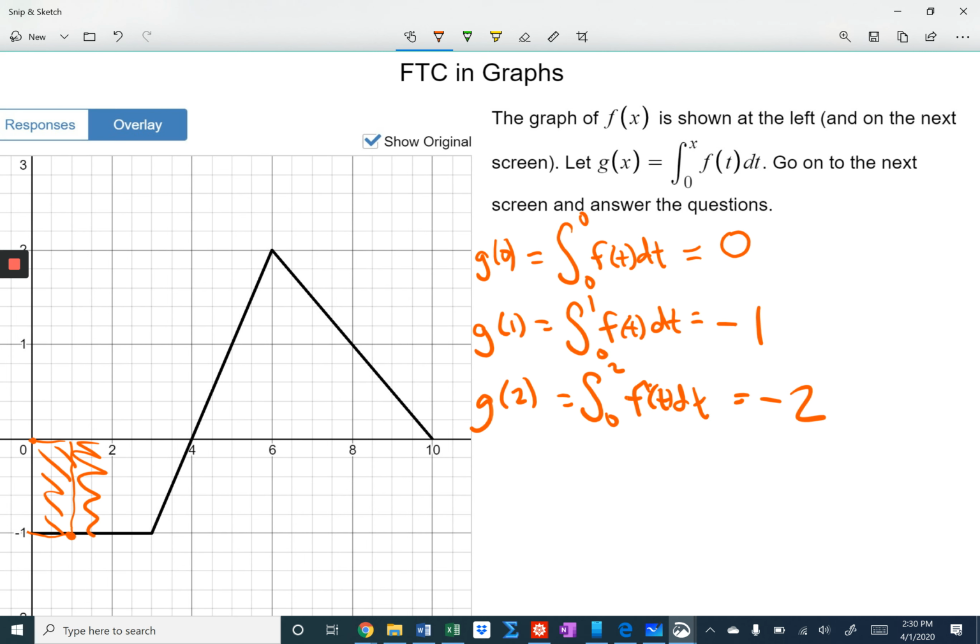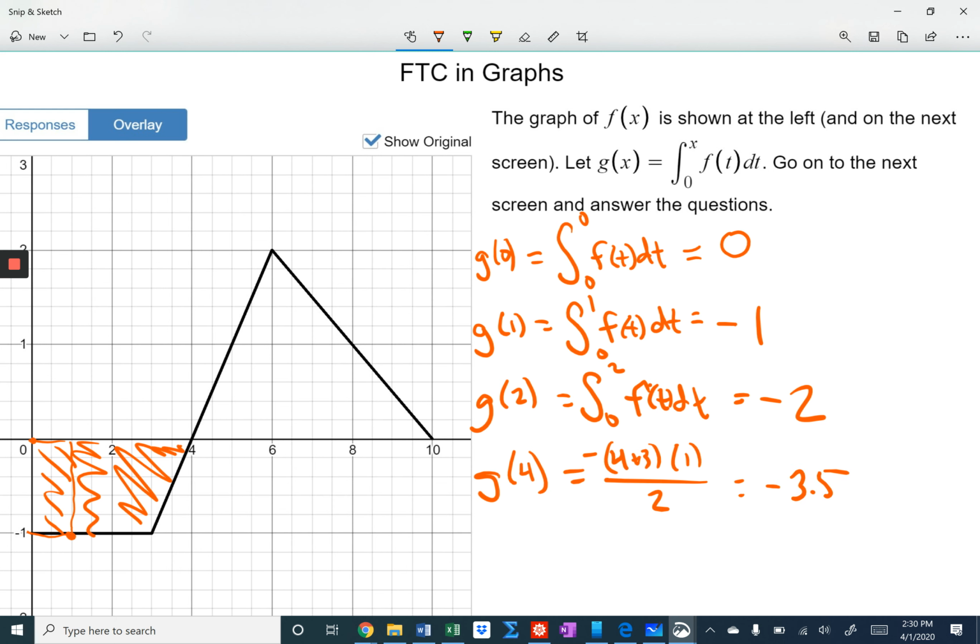Let's jump to g of 4 for a moment. Okay, so g of 4, I'm skipping g of 3. You can go back and fill that in. That's the area of this entire region that's below the axis right here. That's just a trapezoid. One base is 4, the other base is 3. So 4 plus 3 times the height, which is 1, divided by 2. And I just have to remember to make it negative, so that it represents the fact that it's below the horizontal axis here. And so it looks like negative 3.5.